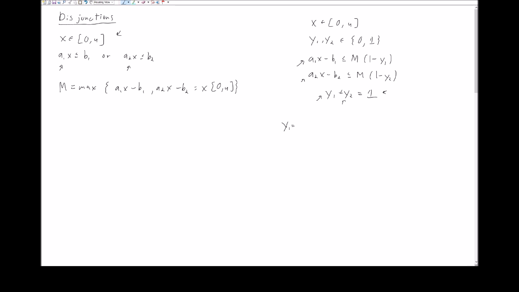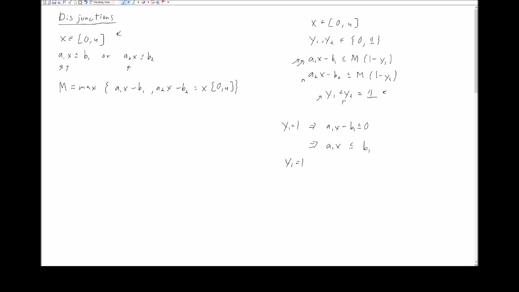Let's suppose that y1 is equal to 1. That is, our first constraint should be interpreted as being on. If y1 is equal to 1, then we look at our top constraint, and we see that a1x minus b1 is less than or equal to 0, which implies that a1x is less than or equal to b1. That is, if y1 is equal to 1, then a1x is less than or equal to b1, which means that our first constraint over here in our disjunction is actually activated.